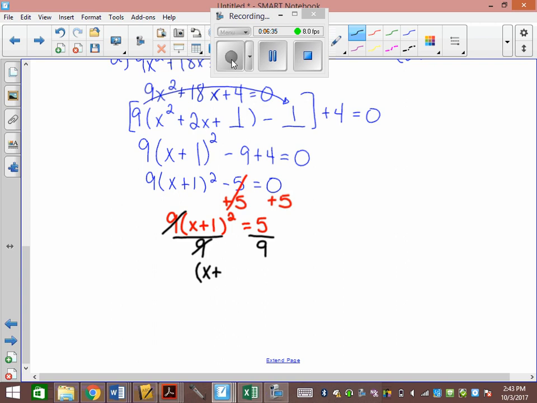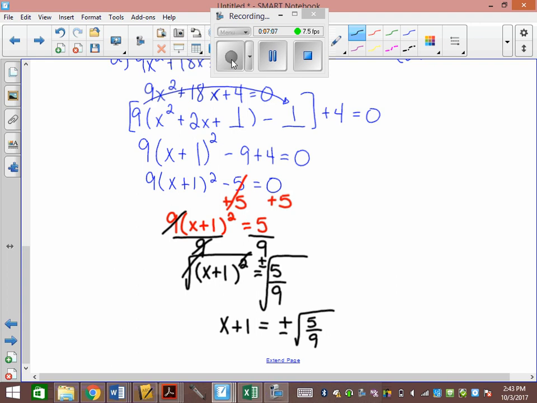So I have (x + 1)² = 5/9. Then what can I do? Square root it, because I have to get rid of the squared. And when I square root, what do I have to remember to do, guys? Do you remember? What sign goes in front of the square root? Plus, minus. So I'm going to get x + 1 = ± √(5/9). Why would we have a positive and a negative? Because we're going to probably get 2 x-intercepts, right?